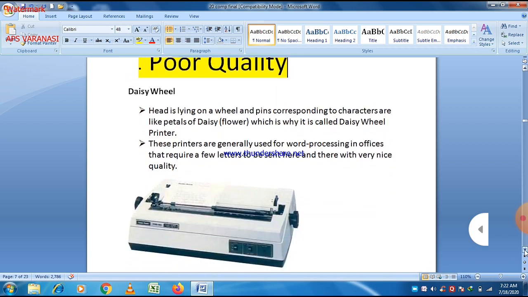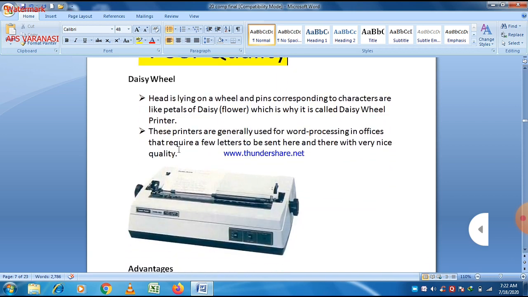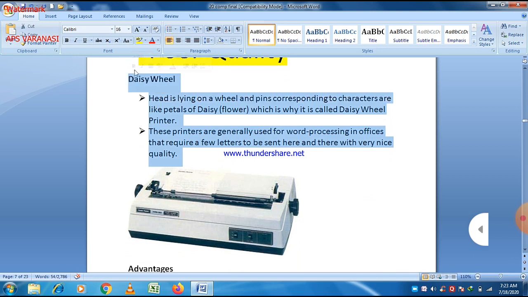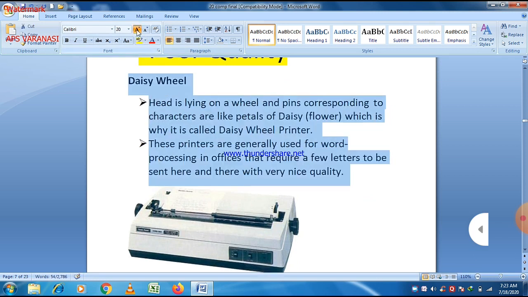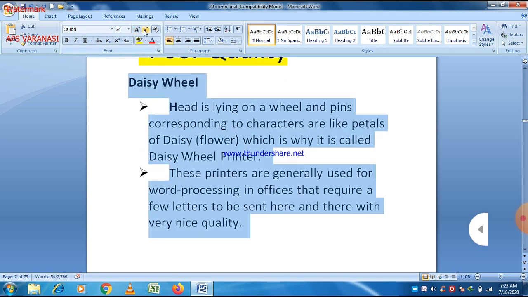Next is the daisy wheel. So this is another impact printer here. In this, the head is lying on a wheel.